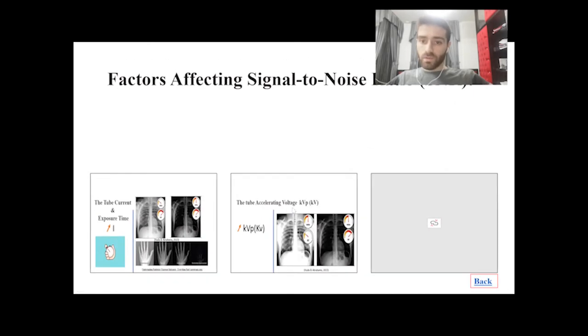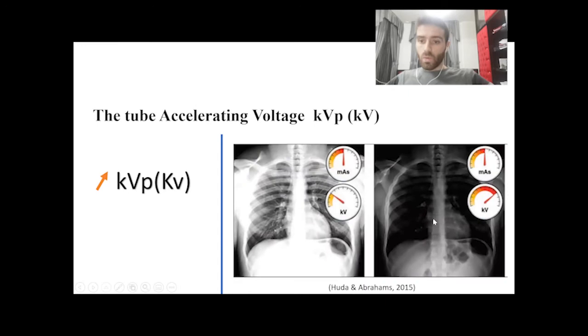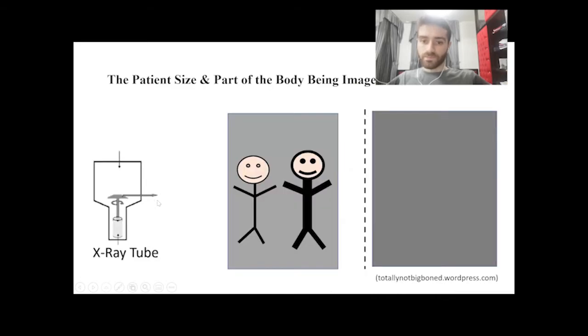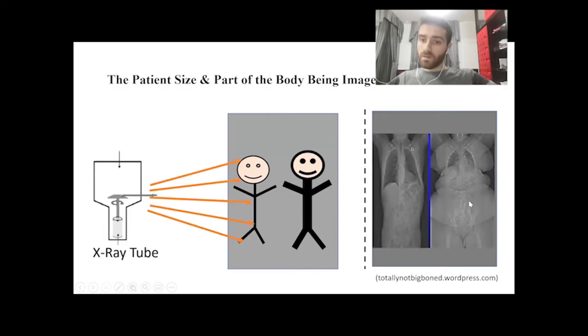The tube accelerating voltage, kVp. We can see higher SNR in the spine X-ray due to greater tissue penetration of the higher energy X-rays resulting from the higher kVp. The patient size and part of the body being imaged. The greater the thickness of tissue through which the X-rays have to travel, and the higher the X-ray attenuation due to bones, the lower the SNR.